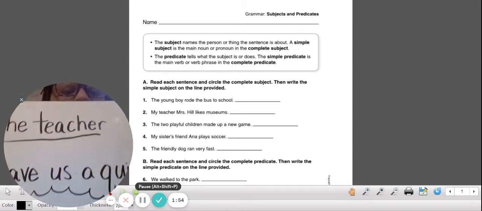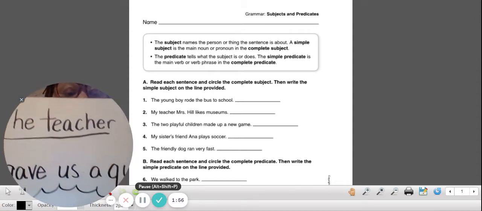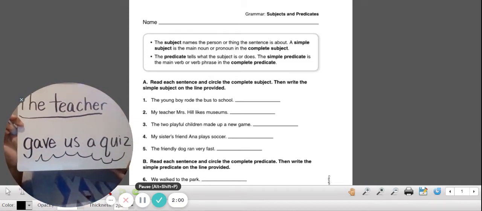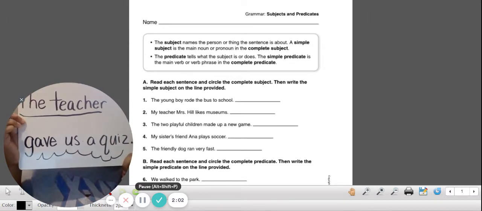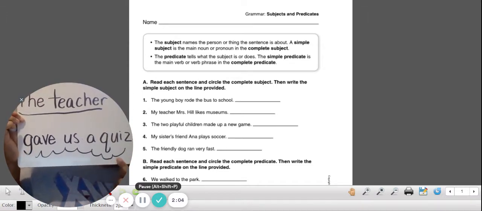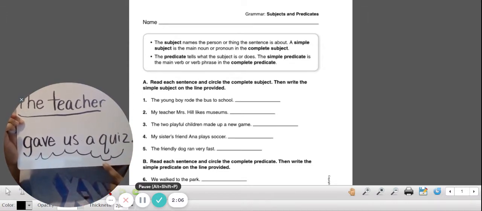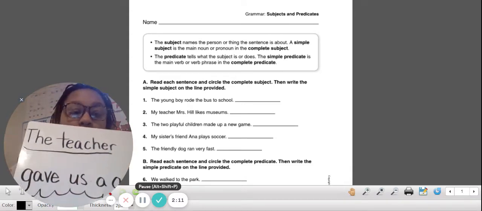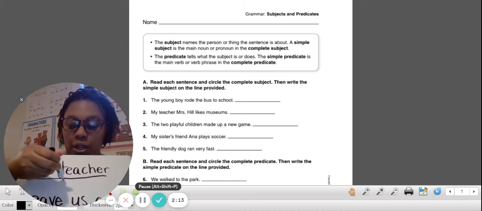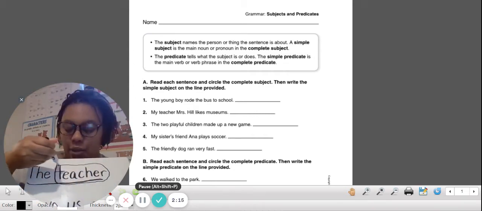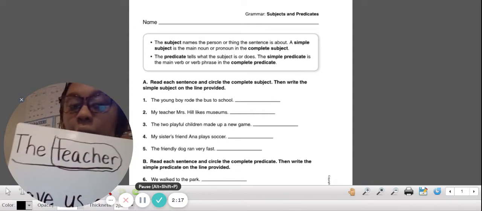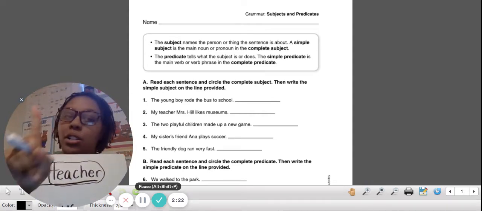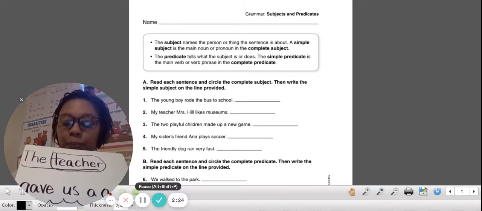So what did the teacher do? The teacher gave us a quiz. So the subject tells us who or what, the predicate tells us what they did. If we were looking at the simple subject, we would simply focus on the word teacher. That is the main noun in our phrase. The tells us how many. The teacher tells me that it's just one teacher.